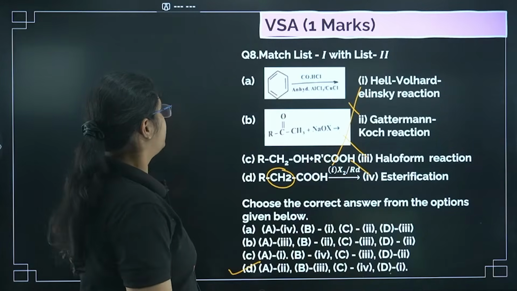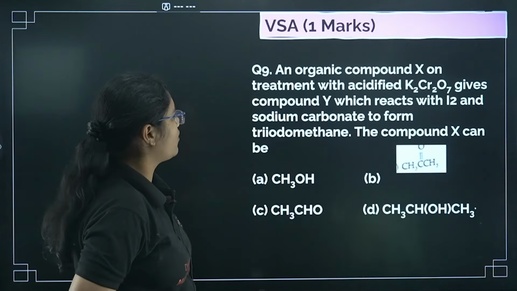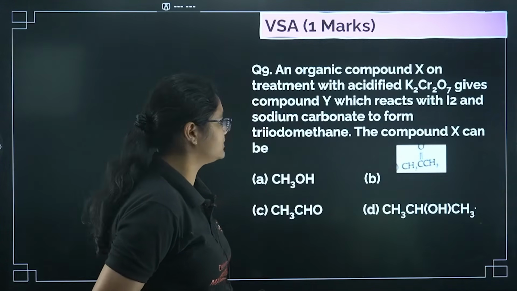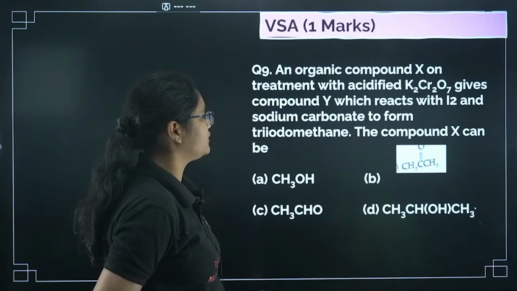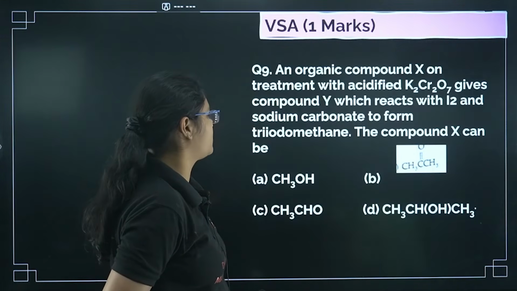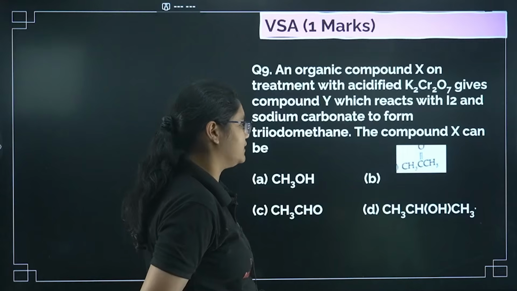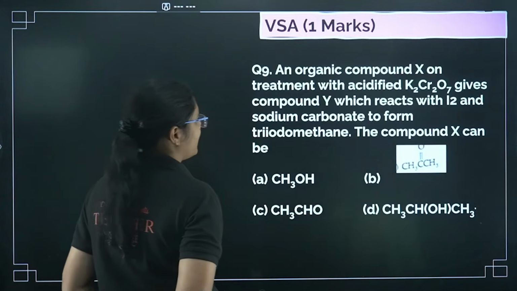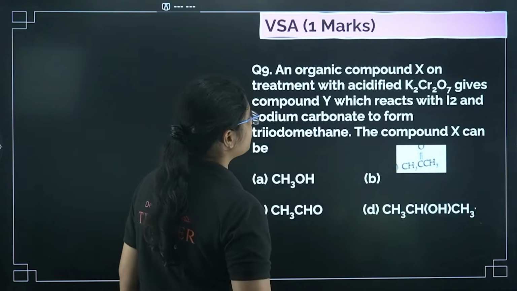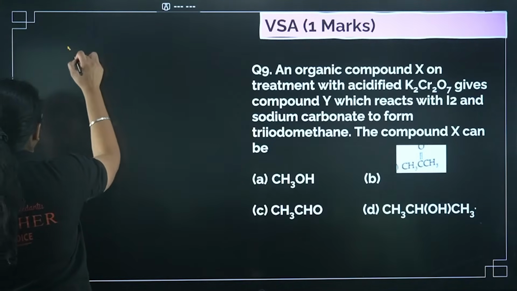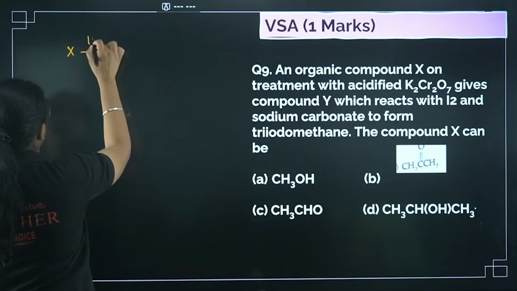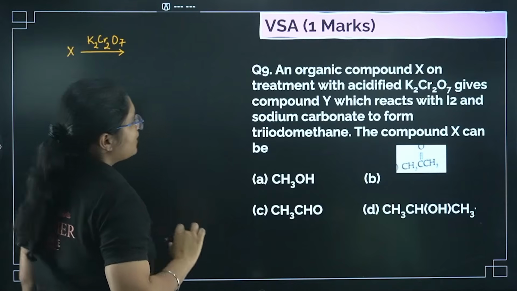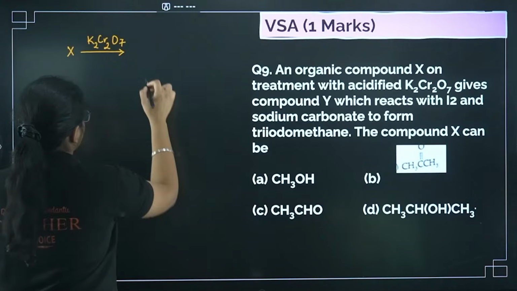Clear? Next we'll see question number 9. An organic compound X on treatment with acidified K2Cr2O7 gives compound Y, which reacts with I2 and sodium carbonate to form triiodomethane. The compound X can be, okay? So we have an organic compound X, and when you treat it with K2Cr2O7, it gives you compound Y.